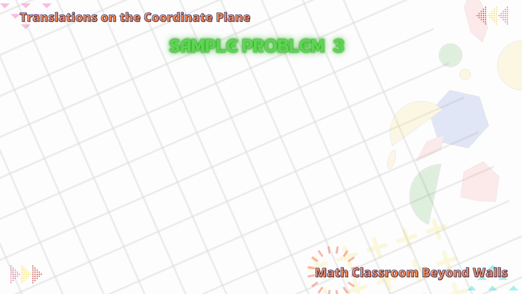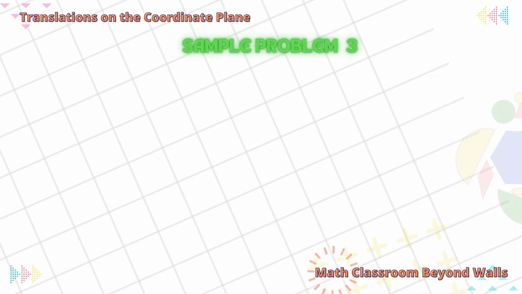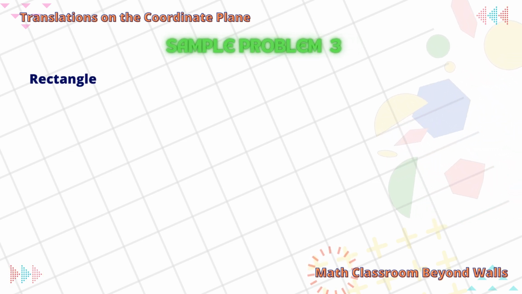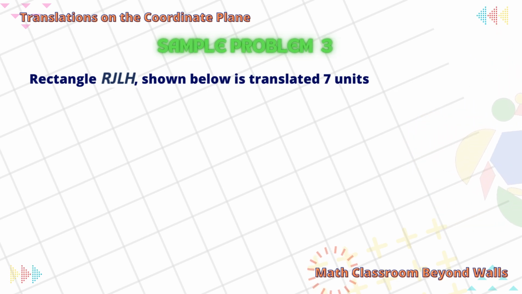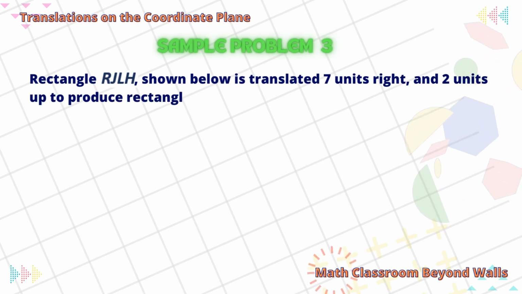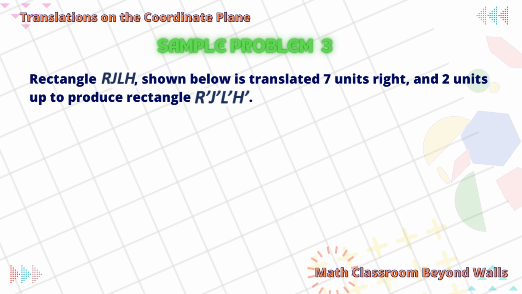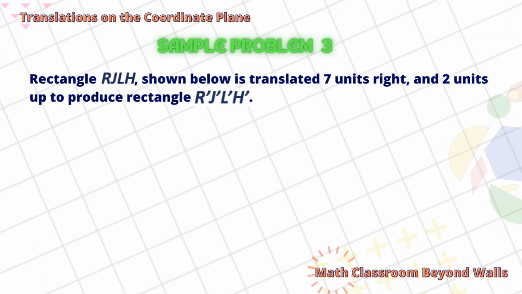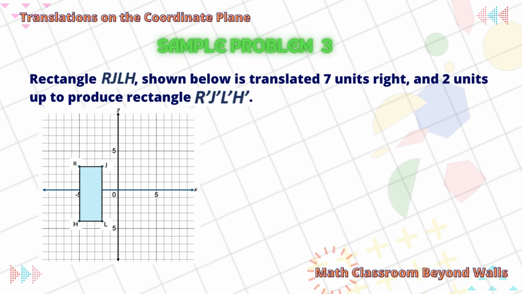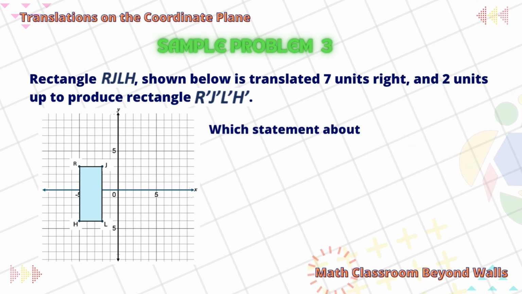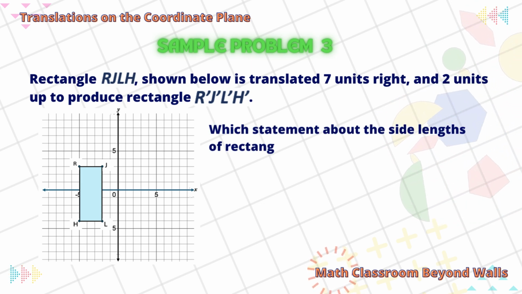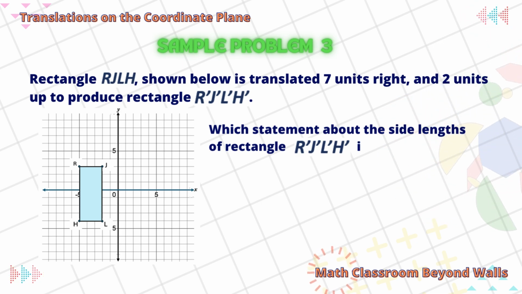Let us do sample problem 3. Rectangle RJLH, shown below, is translated 7 units right and 2 units up to produce rectangle R prime, J prime, L prime, H prime. Which statement about the side lengths of rectangle R prime, J prime, L prime, H prime is true?